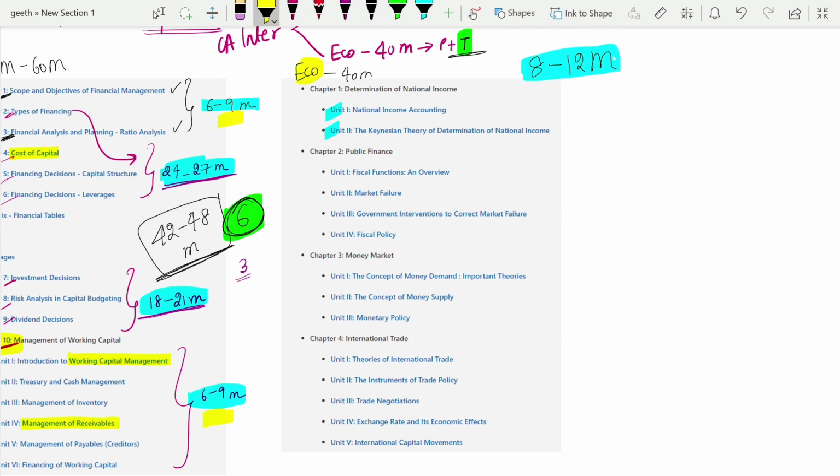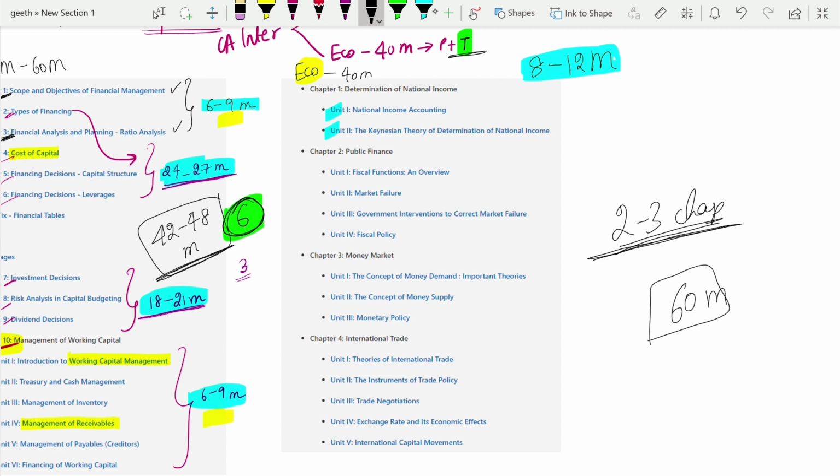So in economics there are totally 4 chapters. Okay, so you can pick 2 to 3 chapters of your choice, because any chapter you pick, you will only get the same amount of marks from it. So any 2 to 3 chapters from the economics paper which you feel are easier and which will not consume much of your energy, you can pick those chapters and study them. Okay, if you do this, that is 6 chapters in financial management and 2 to 3 chapters in economics, you'll be able to score 60 marks in your exam definitely. You'll be able to score exemption definitely.